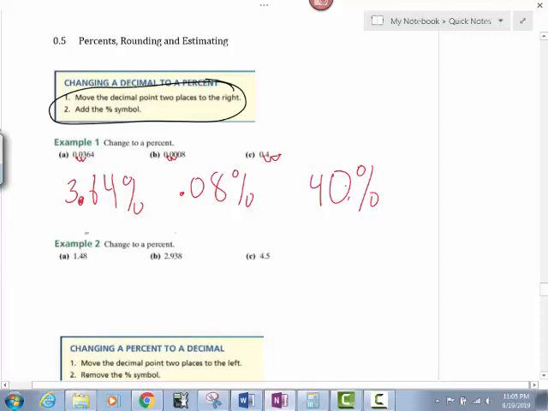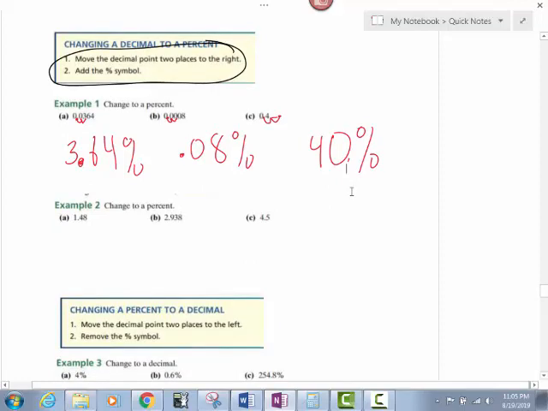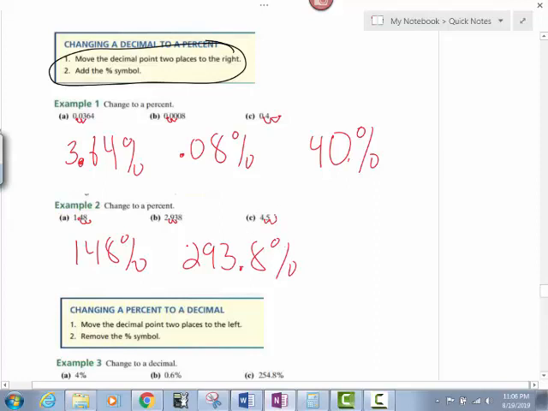All right. Let's do the next thing here. We're going to do the same thing, changing to a percent. So we're going to move it 2 spaces. 1, 2, 148%. 2 spaces. 1, 2, 293.8%. Okay. 1, 2, I got to put my 0 there. 450%. Okay.